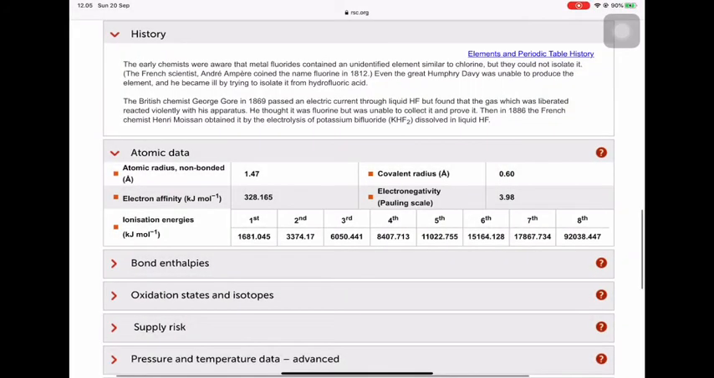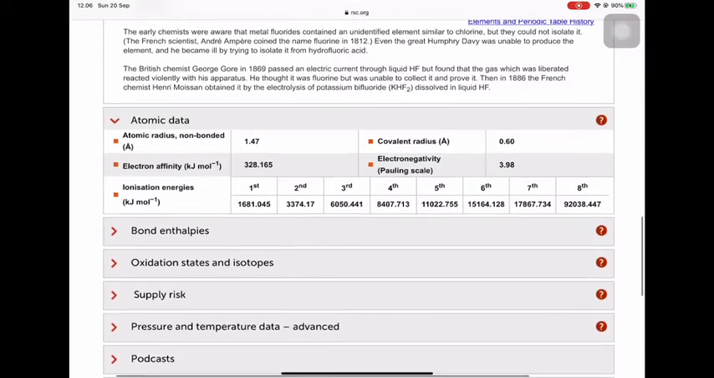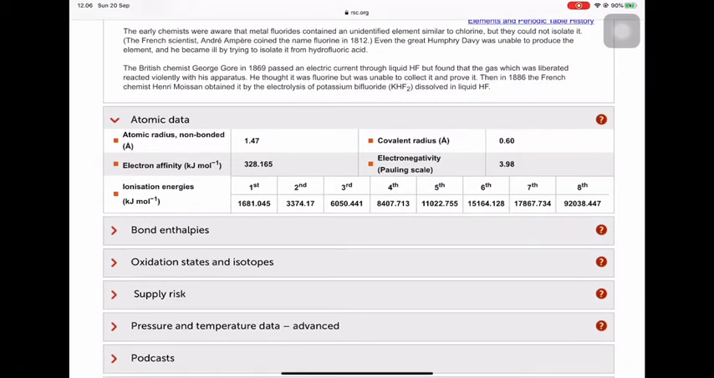Next, we're going to talk about the trend also for some of the atomic properties. So you can see in here we have atomic radius, we have electron affinity, we have ionization energies, and also electronegativity. We will see how the trends for these four properties go throughout the periodic table of elements. There are four parameters that we are going to talk about.